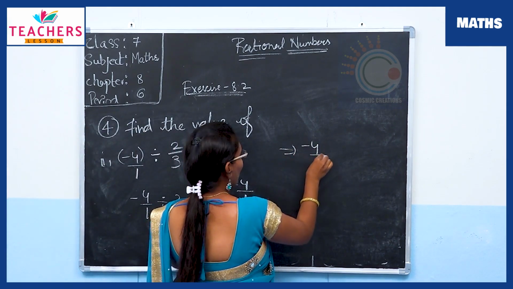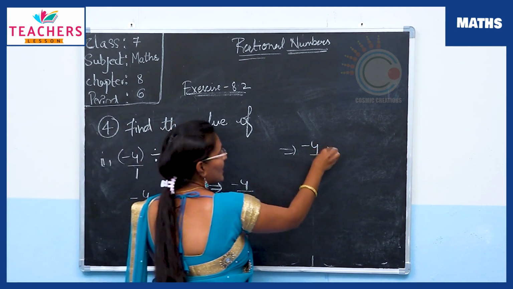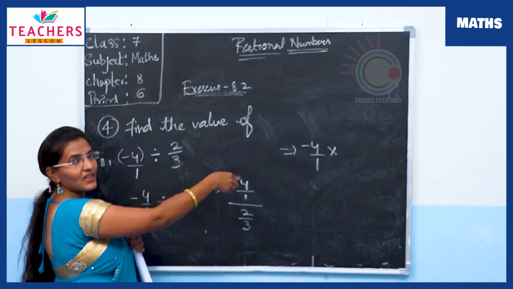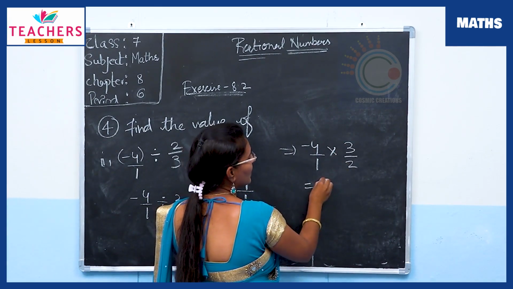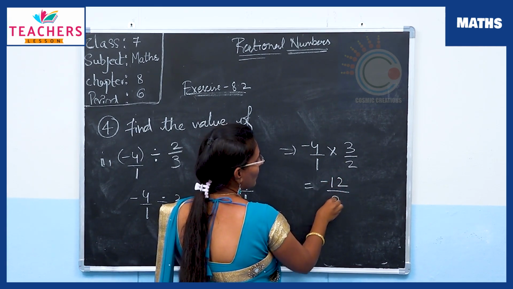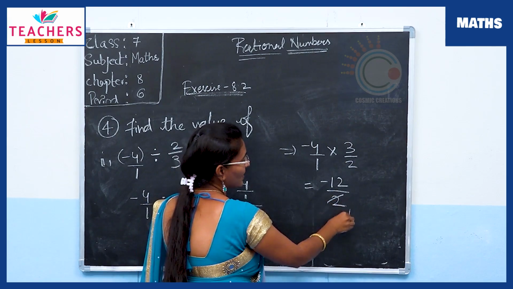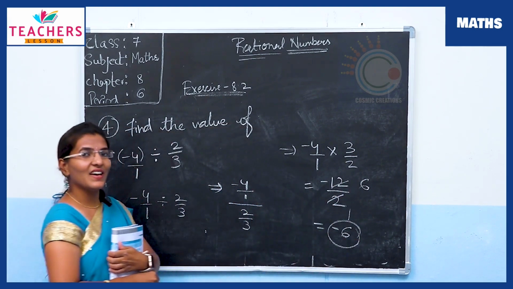Minus 4 by 1. What is the multiplicative inverse of 2 by 3? Yes. Into 3 by 2 it will become, because we are changing the sign, right? So into 3 by 2. So what is it? Minus 4 3s are 12 by 1 2s are 2. So can we further reduce? Yes, 2 1s are 2, 6 ja. So what is the answer? Minus 6 is the answer.